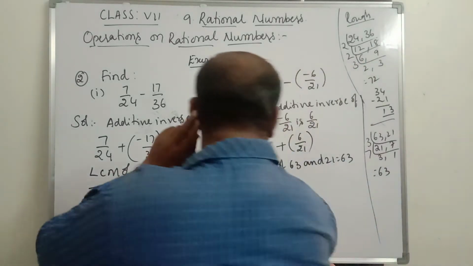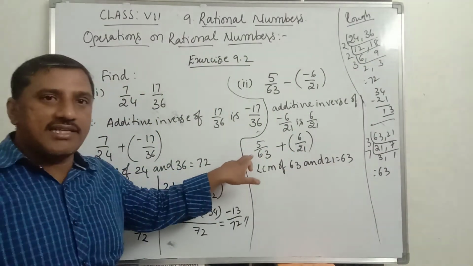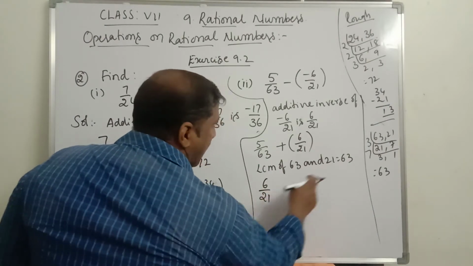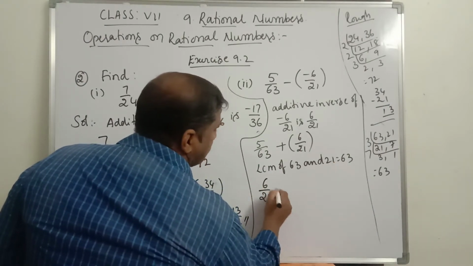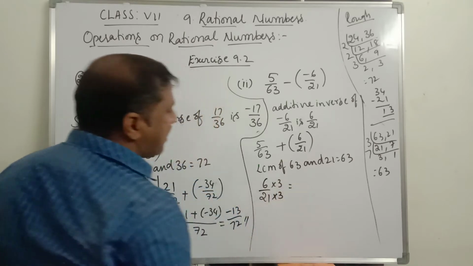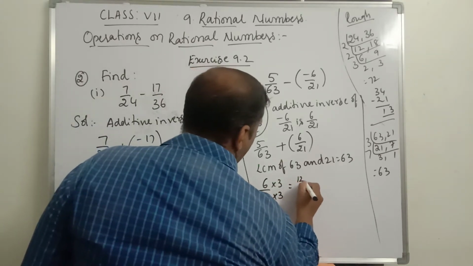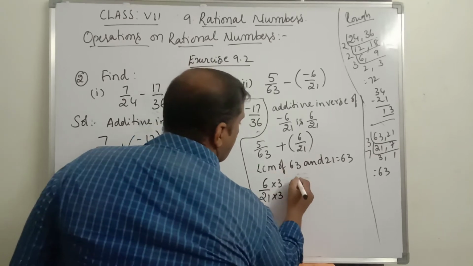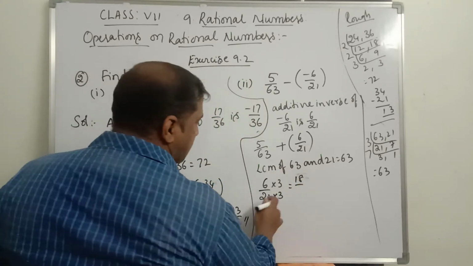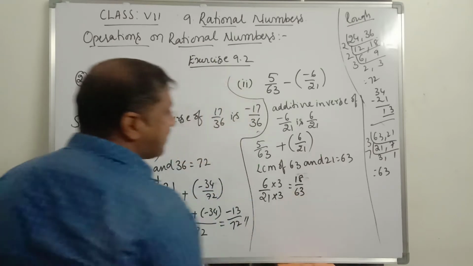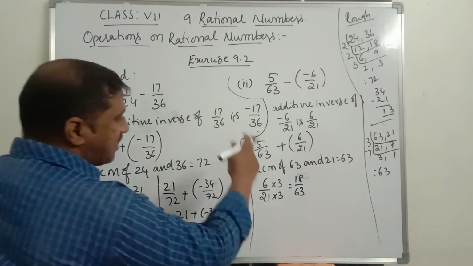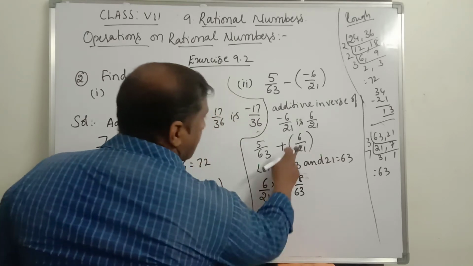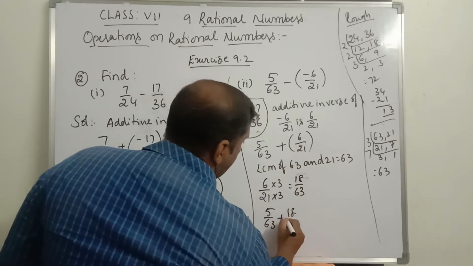So the first fraction needs no change. Again we have 63 as the denominator. Change the second fraction 6 by 21. To get the denominator 63, 21 is multiplied with 3. Therefore we get 6 into 3, sorry, 6 into 3 is 18. It is 18 divided by 21 into 3. 3 1s are 3, 3 2s are 6, 63 we got. Now what is to be added? 5 by 63 plus 18 by 63.